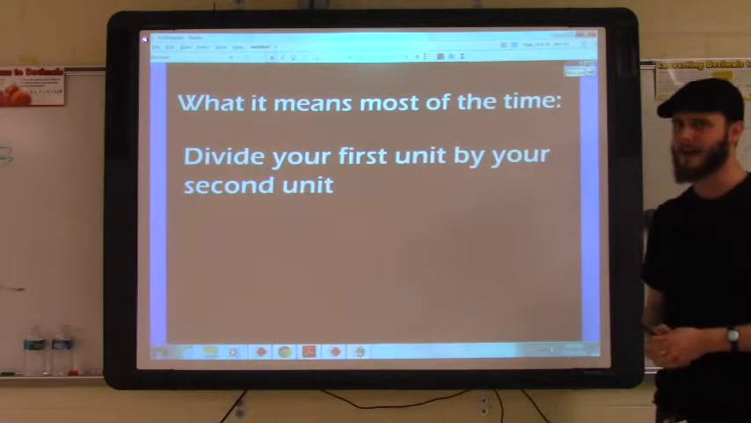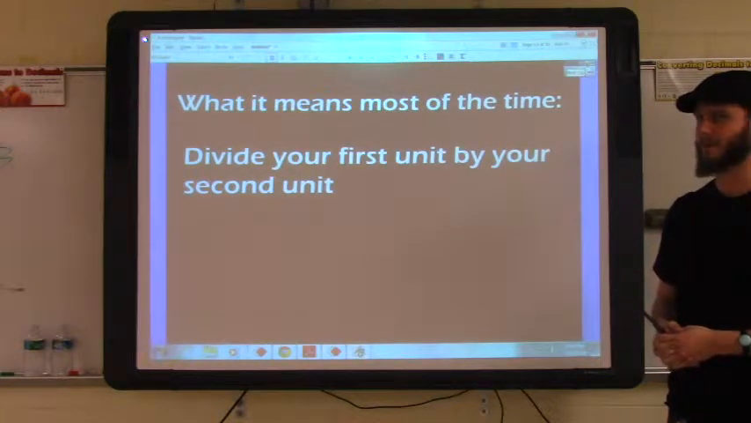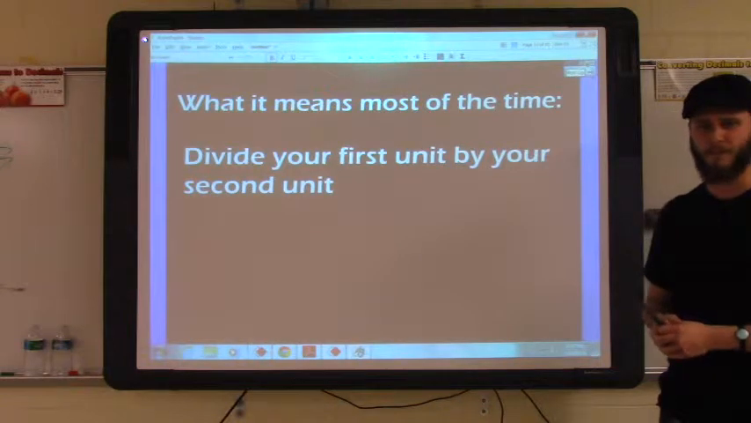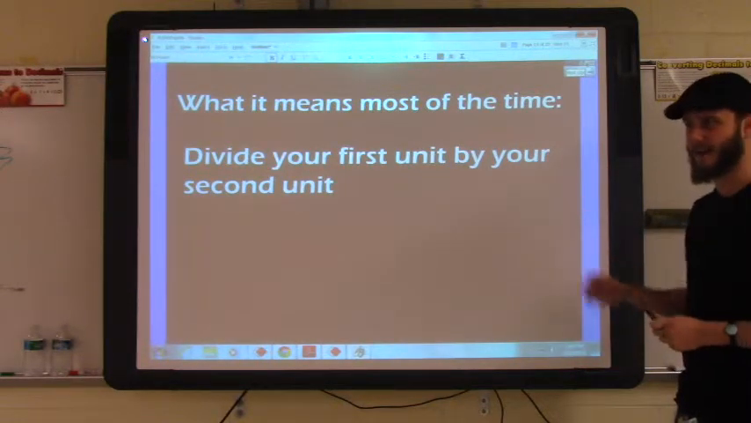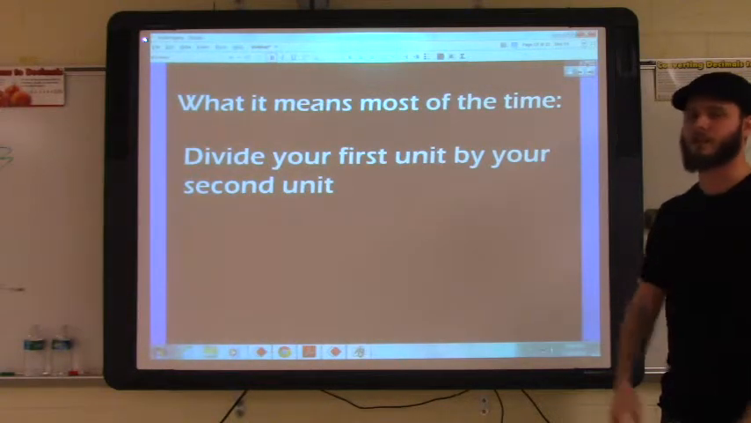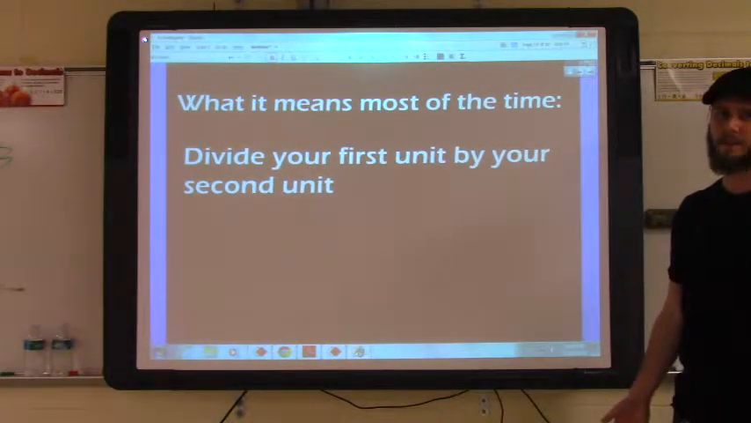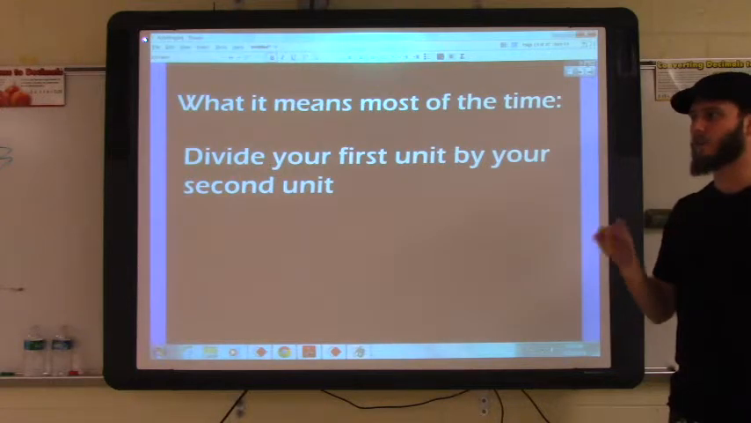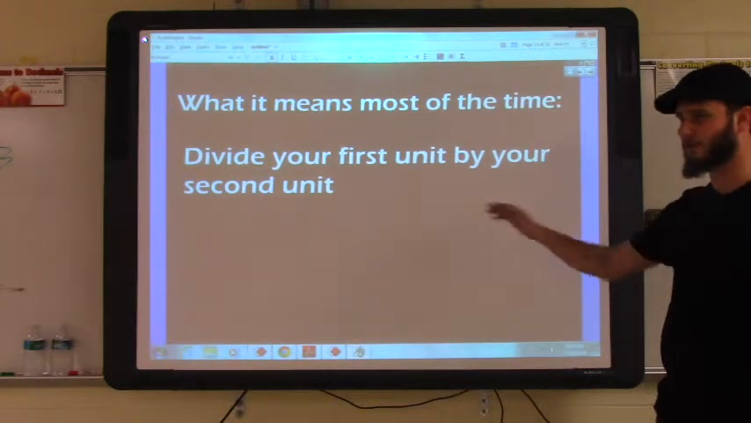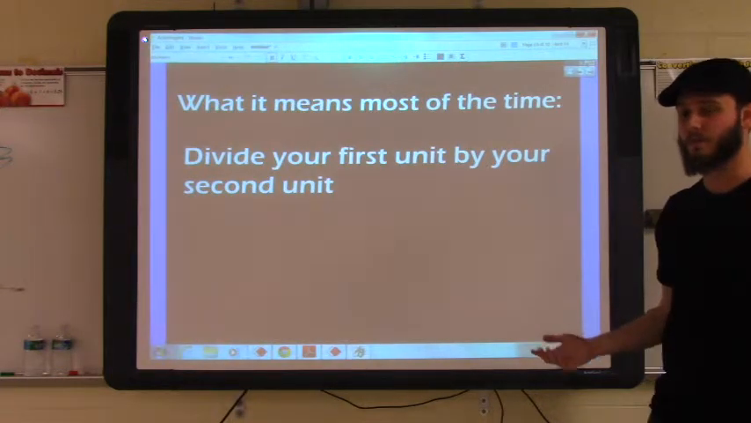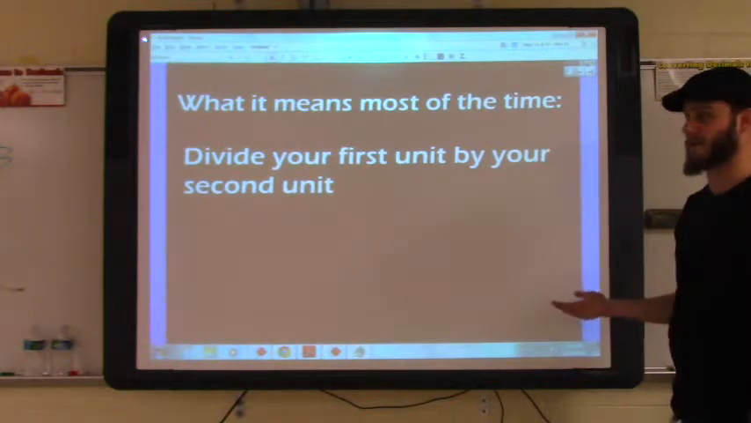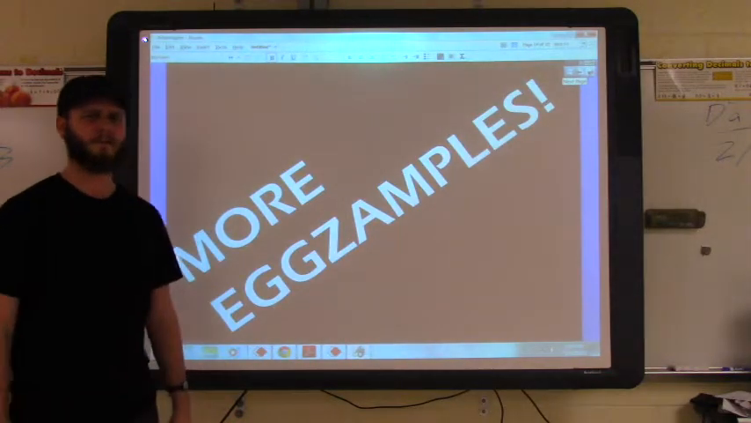So what does that mean you're going to have to do most of the time? Are you going to constantly have to make a table and reduce down to the simplest fraction until the number on the right-hand side has become a 1? Not necessarily. The vast majority of the time, you're going to be able to tell what your unit is and what your rate is, and you're just going to have to divide your first unit, typically the number you would put on the left side of the ratio, by the number on your right side, your second unit. Let's go ahead and take a look at a few more examples.